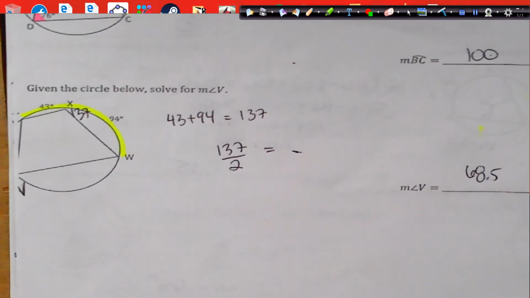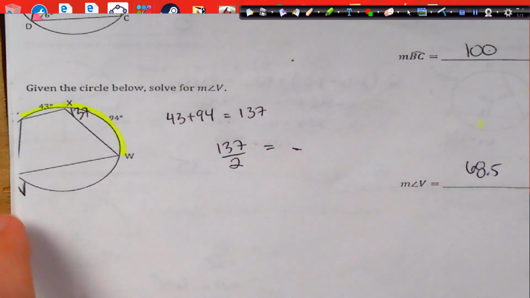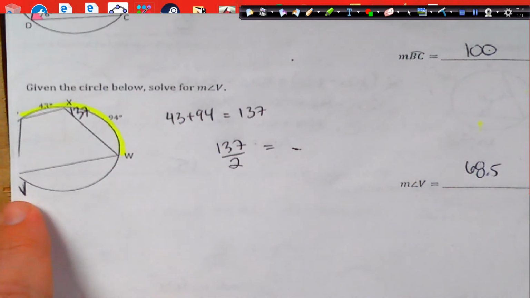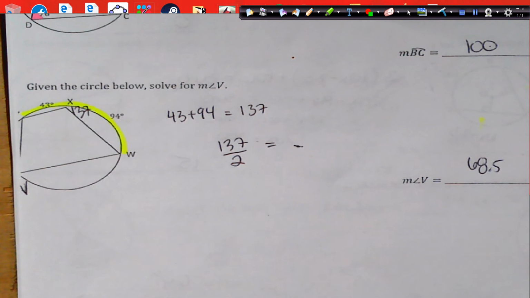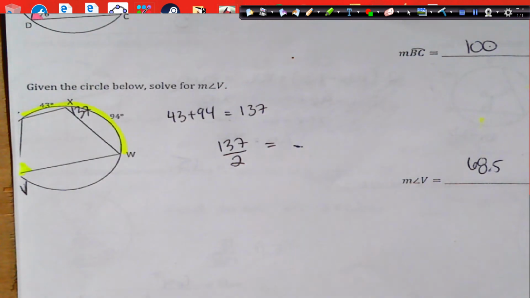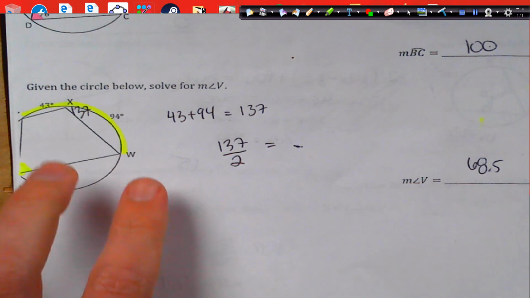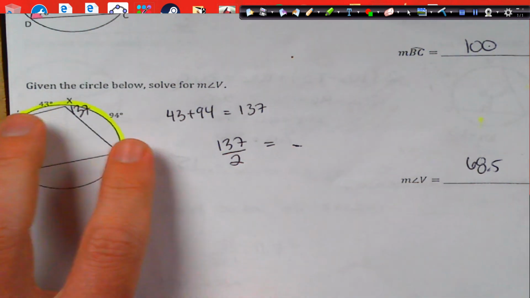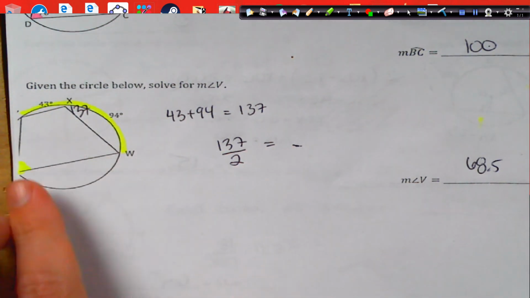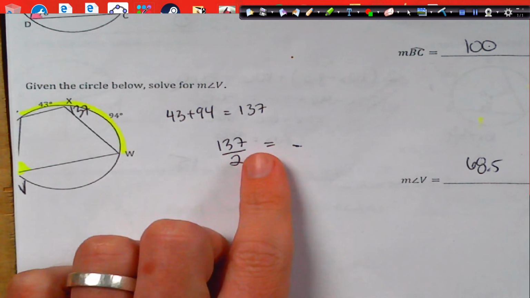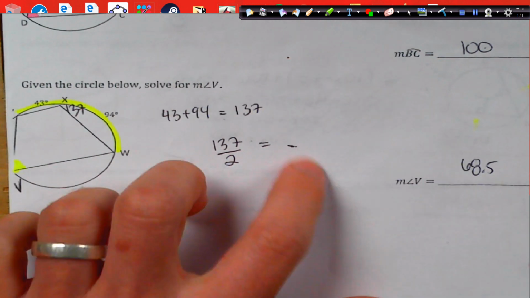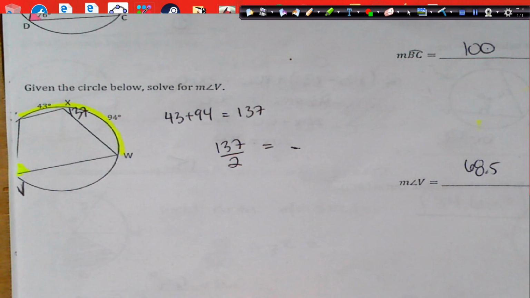Last of this page, again, cut off, but V was the angle down here. V, I can't see very well, but this angle opens up to that major arc there. And all you had to do is add 43 and 94 together to get 137. So to find the angle V, we just had to divide it by 2, and that gave us the 68.5 answer over here, and that's in degrees.